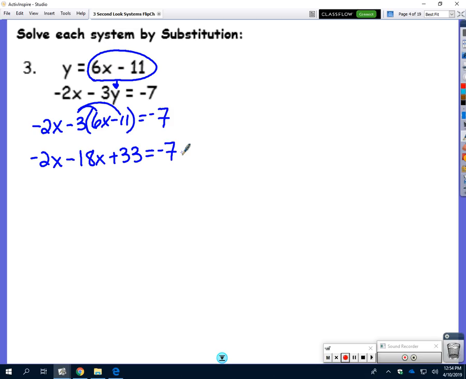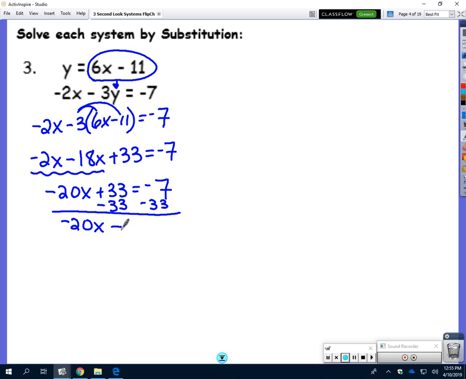I combine like terms. And then I solve for x. I subtract 33 from both sides. -20x equals -40, and divide by -20. X equals 2.